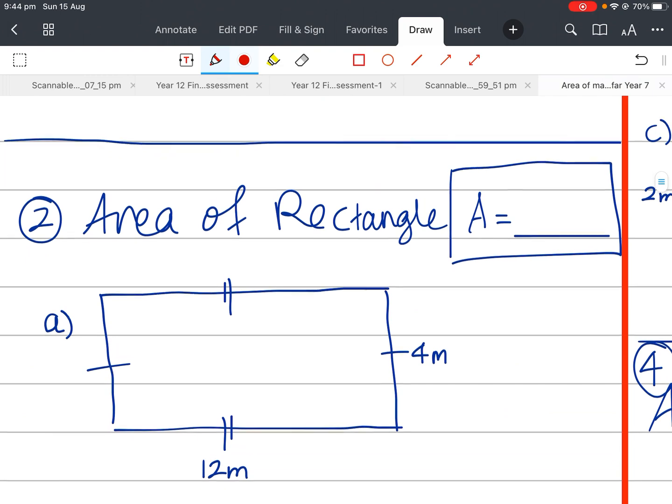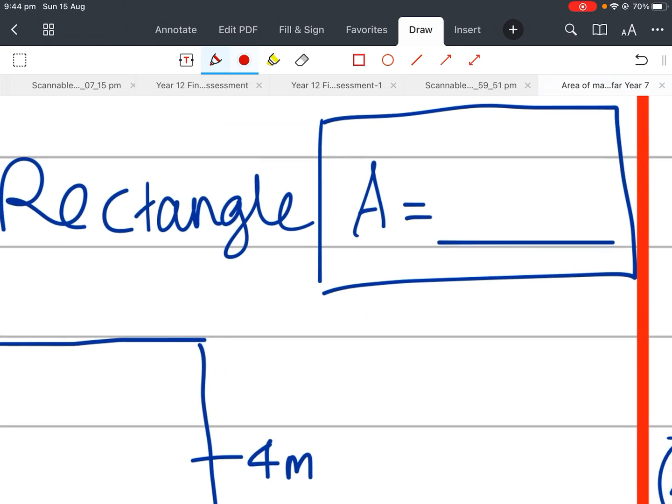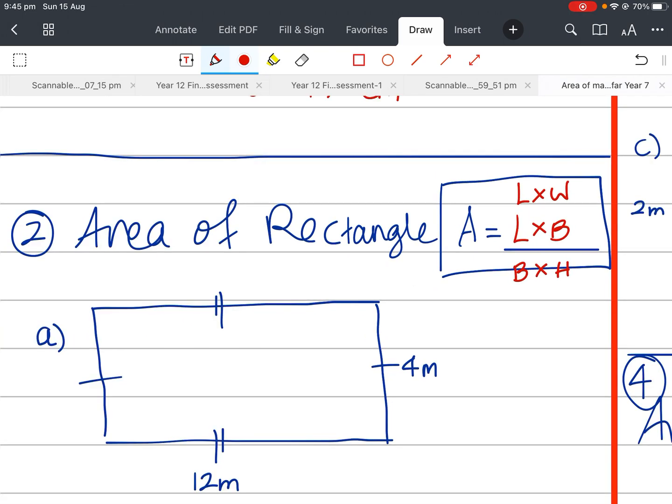Alright, next one. Area of a rectangle. Write that in if you think you know what it is. There are many different forms of the area of a rectangle. I don't really mind which one you use as long as you get the right answer, okay? So you could use length times breadth. You could use length times width. Some people like to use base times height because they use that a little bit later. I really don't mind as long as you use one of those.